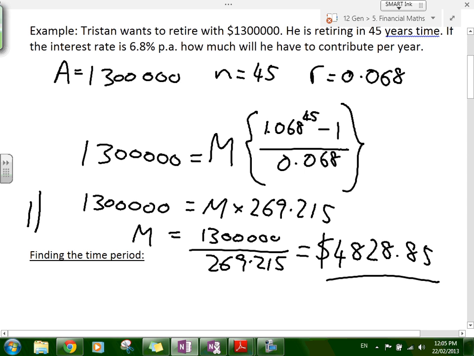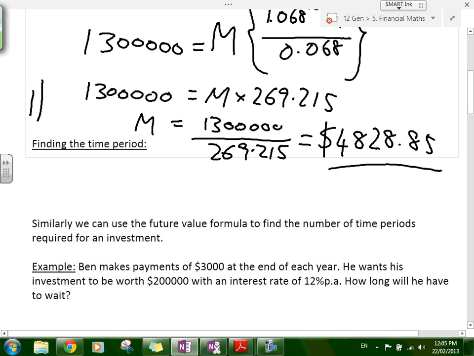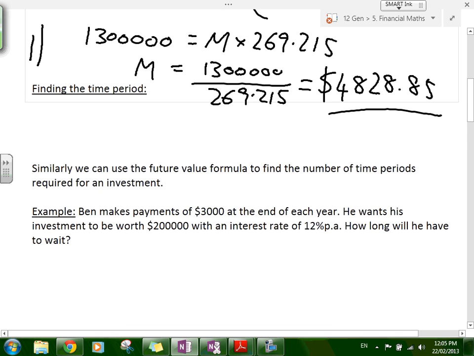Why is the pen missing? All right, finding the time period. Oh, that's a good idea. Except I'm going to pick it up. Anyway.